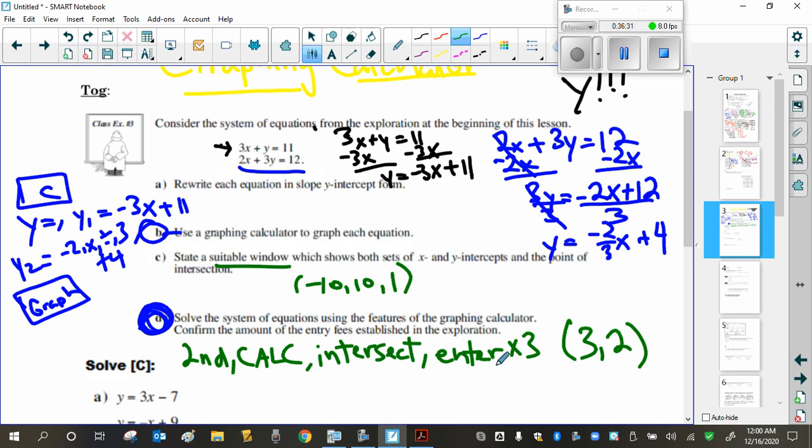Okay, so 3, 2. Let's just see if it works. Does 3 times 3 plus 2 equal 11? Yep. Does 6 plus 6 equal 12? Yep. Just by taking those 10 seconds, I feel really good about my answer.